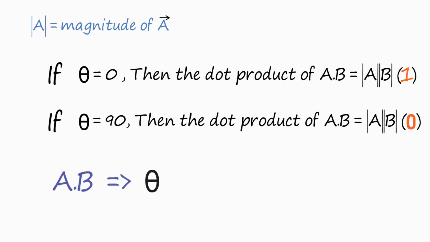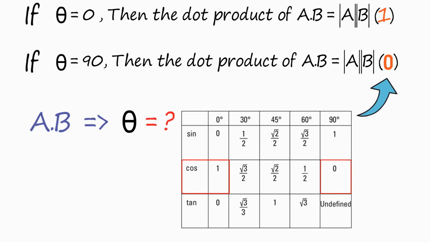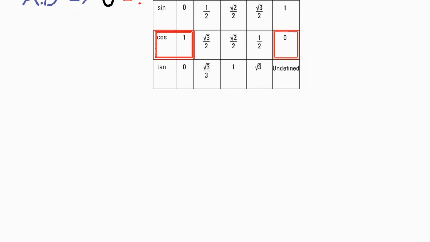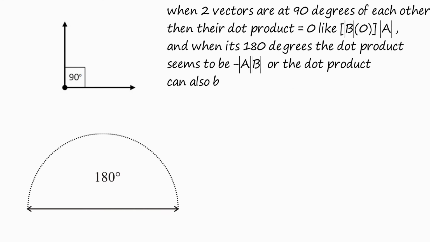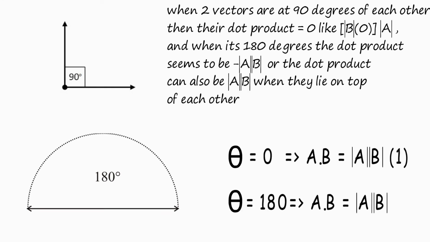It's obvious that the dot product of two vectors depends upon the angle between them. And if you look closely at these values, then you should have noticed that these are exactly the values of cos theta. When the angle between the vectors is 90 degrees, the dot product of those vectors is 0, just like cos 90. And when the angle is 0 or 180 degrees, the dot product is maximum, or kind of like the product of both the magnitudes which are multiplied with 1 or -1, just like cos 0 or cos 180.